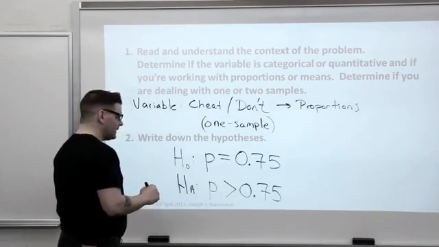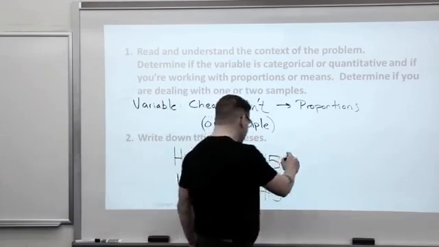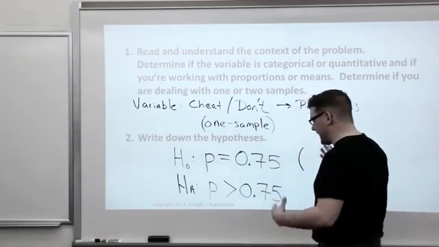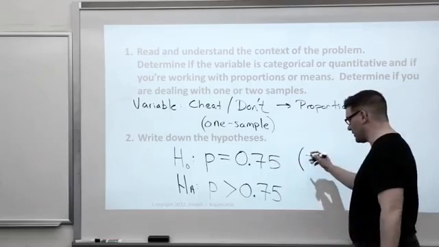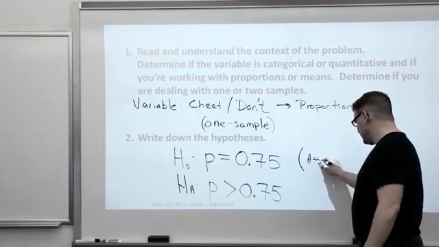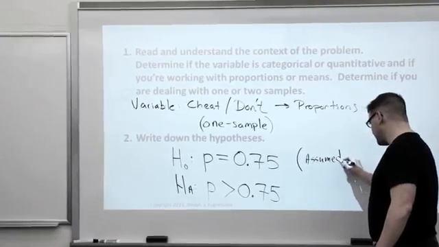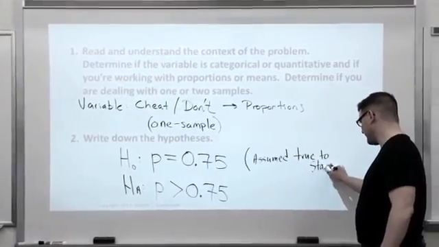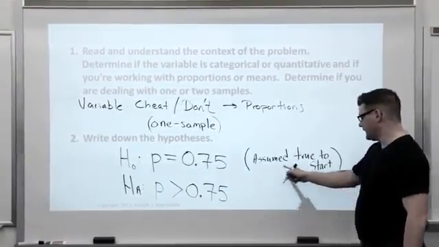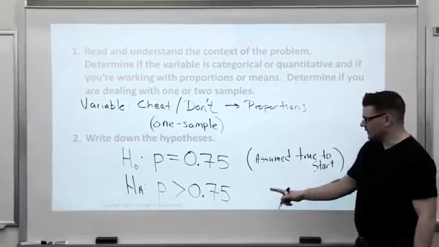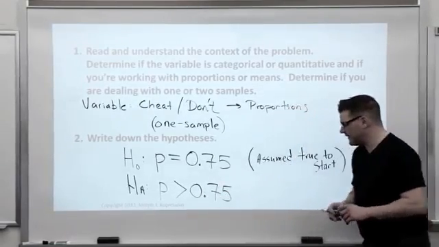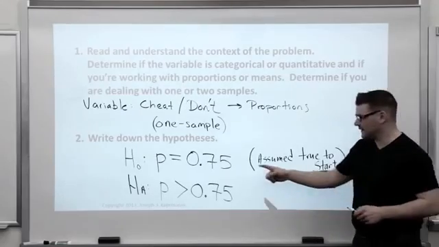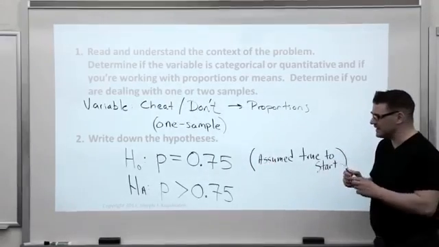Now one thing, I'm going to write in parentheses, this is sort of going on in my head, but it's not necessarily part of the hypotheses. Just to remind ourselves, the null is assumed true to start. Before we collect any data, the null is assumed true to start. We're looking for evidence that more than 75% cheat. I'll presume that 75% cheat.